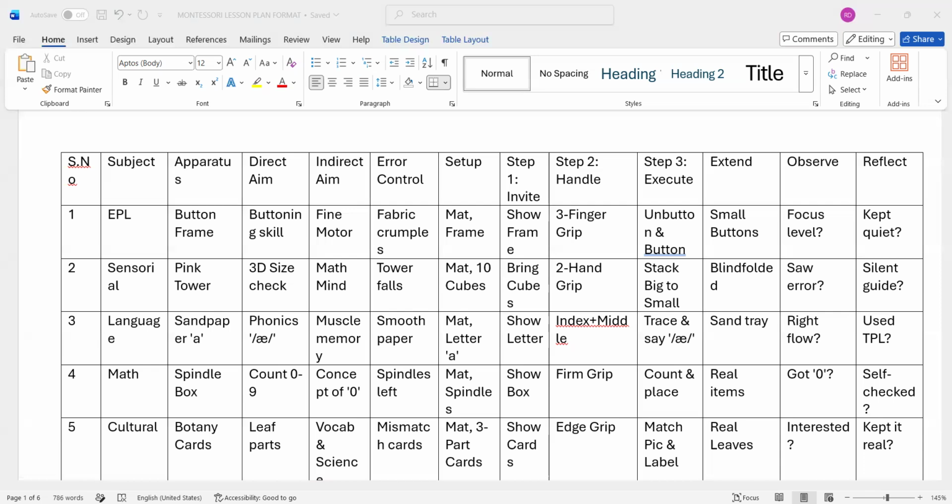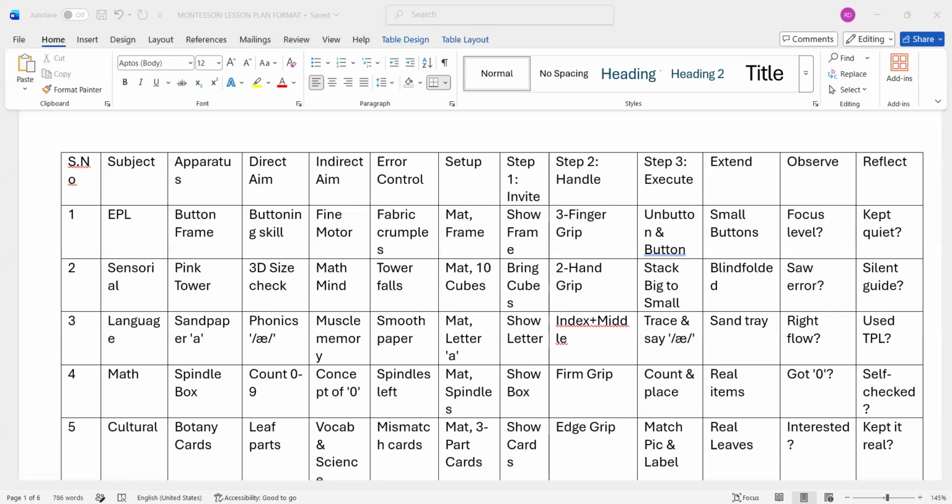For example, it's written here: buttoning frame. All these things we'll be teaching you in our second paper. The buttoning frame means there is a frame where the buttons are there. The child has to open the buttons and put them on. Here the child has to button it and unbutton it. This is the skill of buttoning. Now, as you can see here, the headings: subject, apparatus, direct aim, indirect aim, error control.